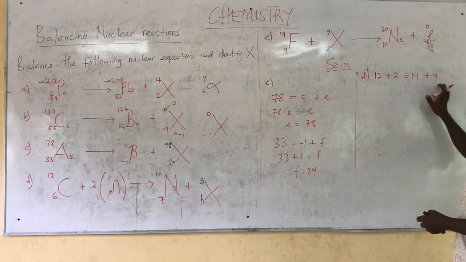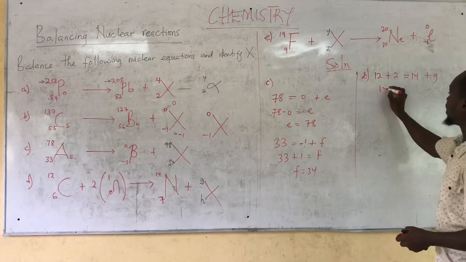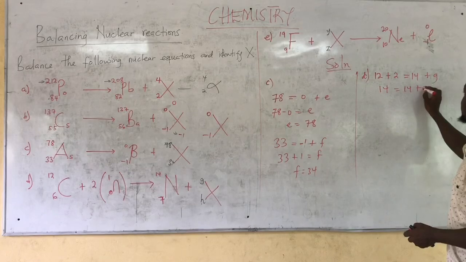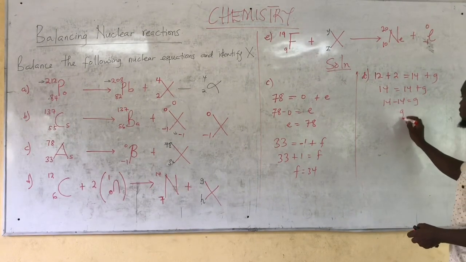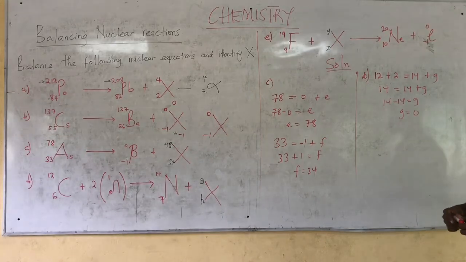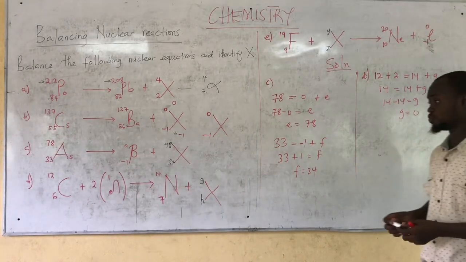Is that okay? Now how do we get G? So we have 14 is equal to 14 plus G. So 14 minus 14 is equal to G. Therefore G is equal to what? 0. Or G will be equal to 0.